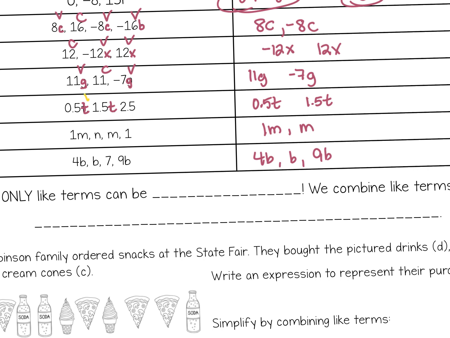We have a variable, variable, constant. They both have the letter T, so they're like terms. Variable, variable, variable, constant, but this one's a letter N, so it's not like the others. The others both have M, which, by the way, say the same thing, don't they? 1M is the same as the naked M, wearing a 1 always, even when we don't see it. And then we have three terms with the letter B, so they are all three like terms.